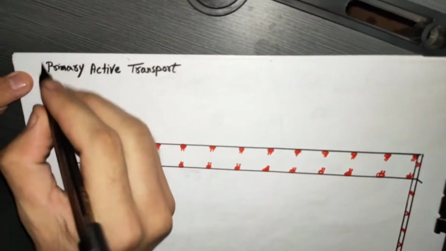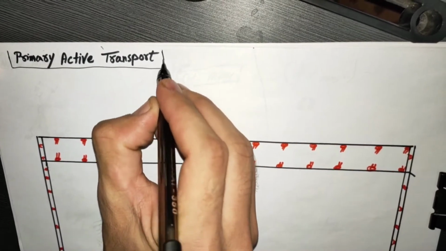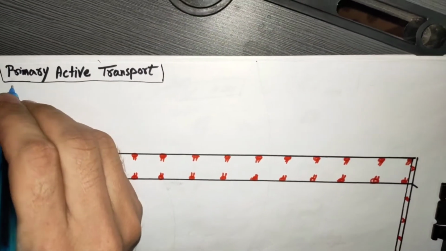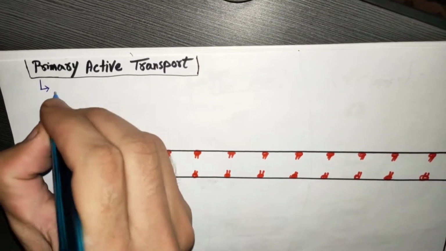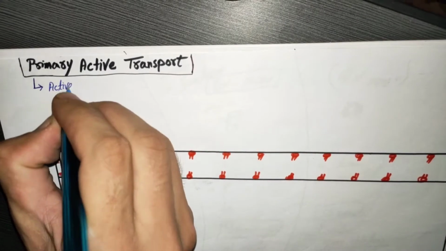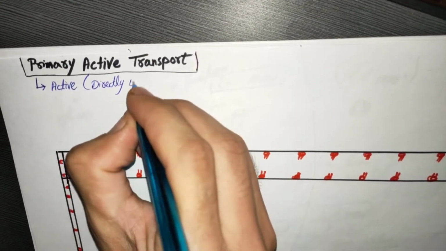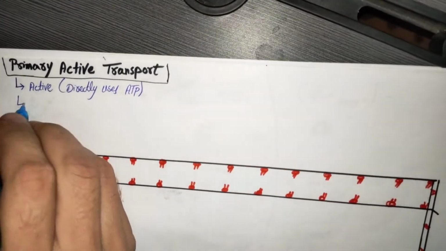Okay, today we are going to talk about primary active transport. What is primary active transport? We have to learn all about it. First, primary active transport is an active transport. It utilizes direct ATP.